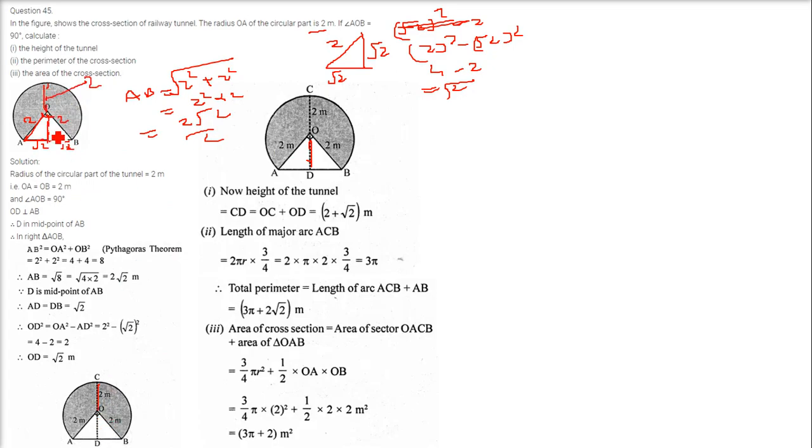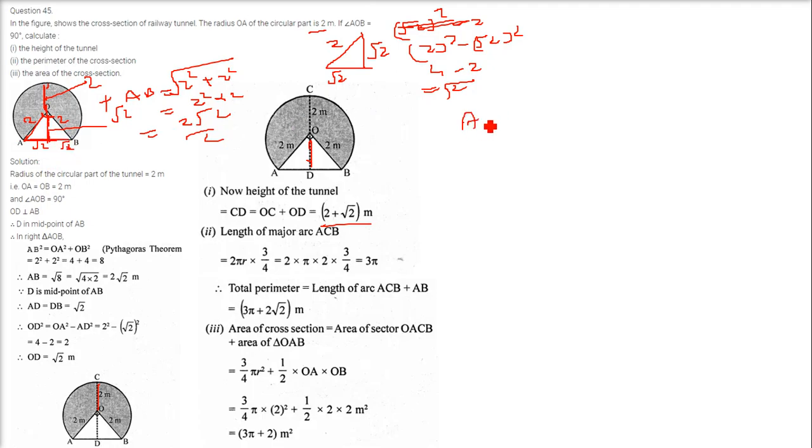This is 2, and this we just found out to be root 2. So the height will be 2 plus root 2. Now the perimeter of the cross section. For that we have to find this one plus this one.